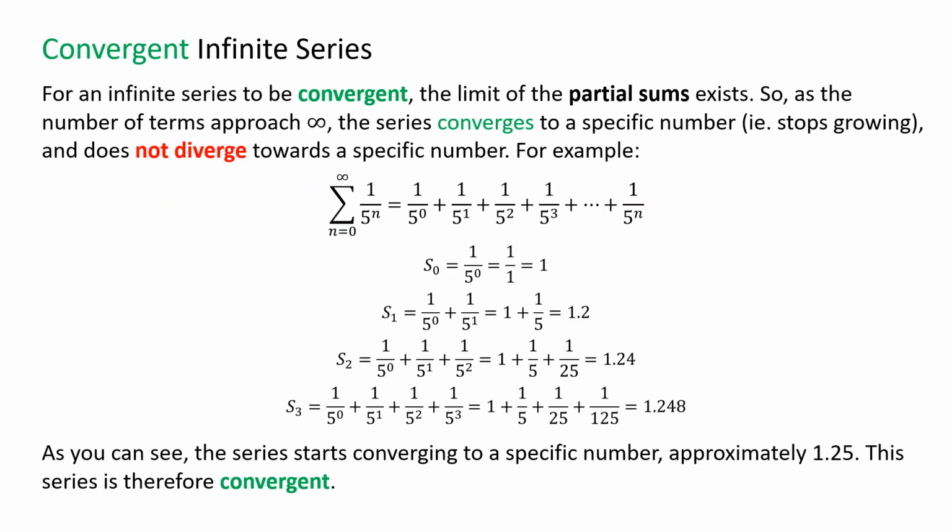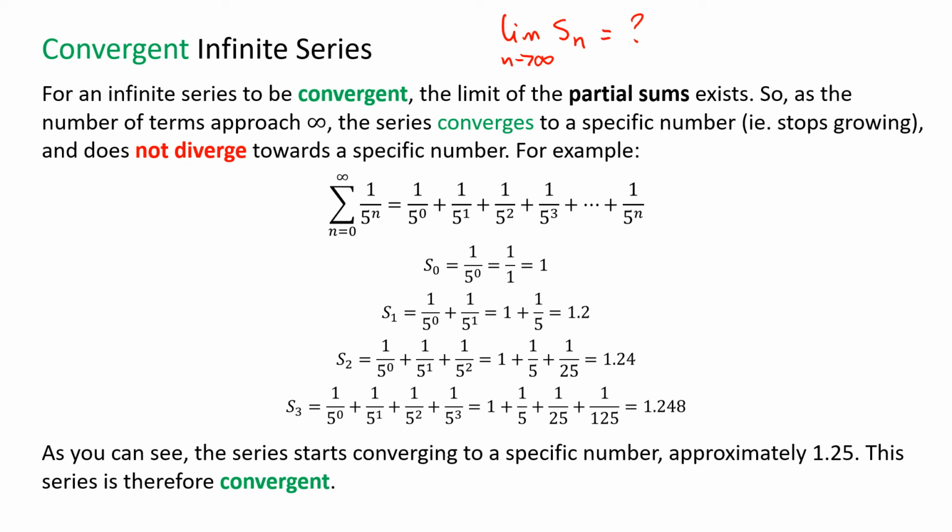Let's look now at a convergent infinite series. For an infinite series to be convergent, the limit that we talked about has to exist. So the limit as n approaches infinity of that partial sum, remember it's S_n, as it approaches infinity, meaning it has all the terms, this has to come out to a number. It has to exist. If it comes out to infinity, then we know it doesn't exist.